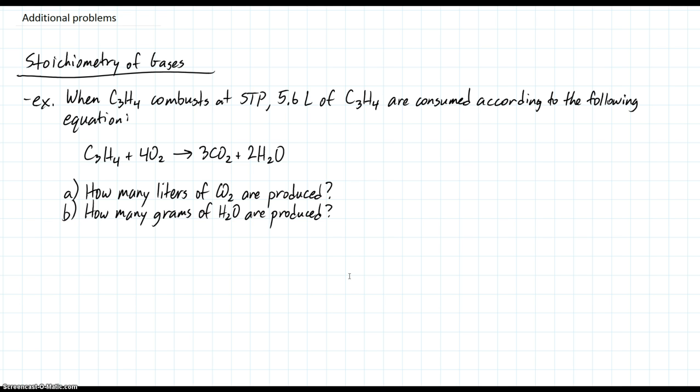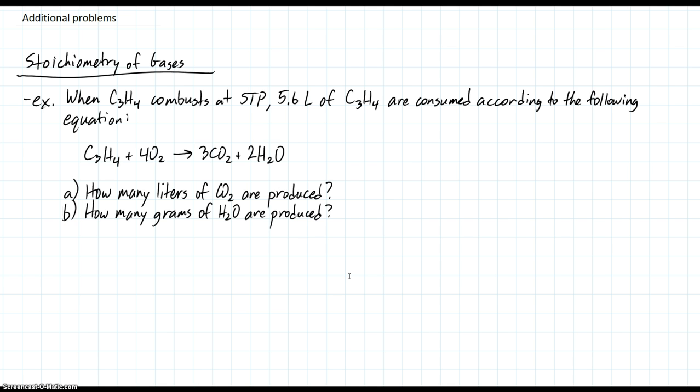So we have C3H4 being combusted at STP, or standard temperature and pressure, and we were told that 5.6 liters of C3H4 are consumed, and we were given the balanced equation for this reaction. And we're asked to find the number of liters of carbon dioxide produced and the number of grams of water produced.